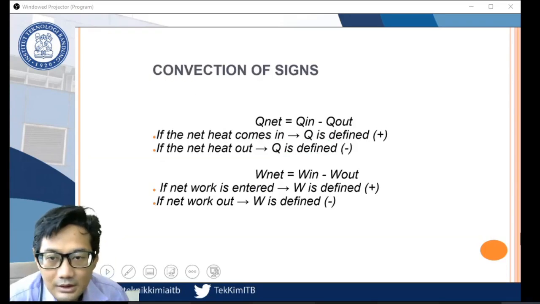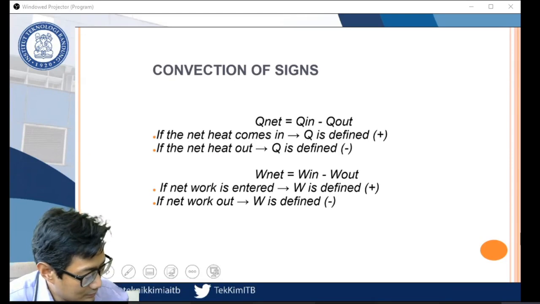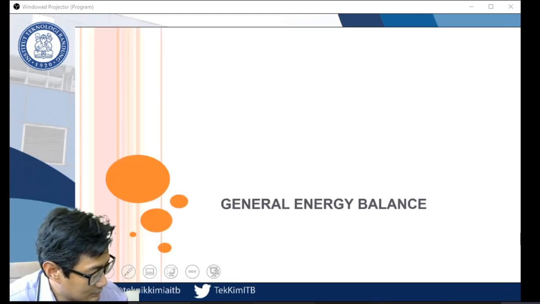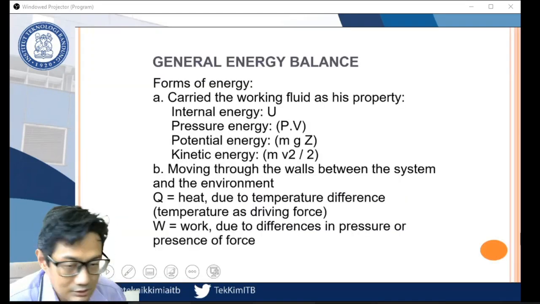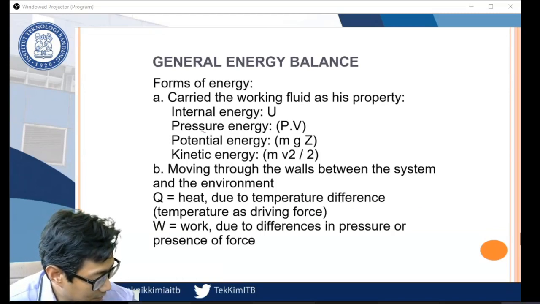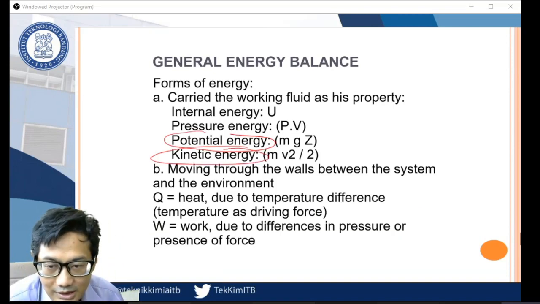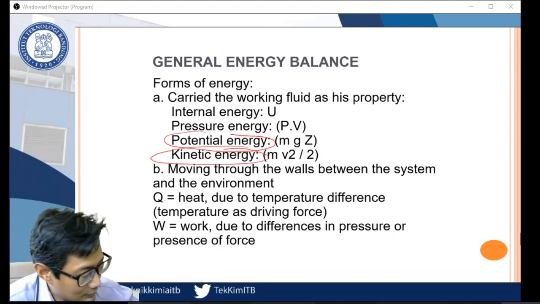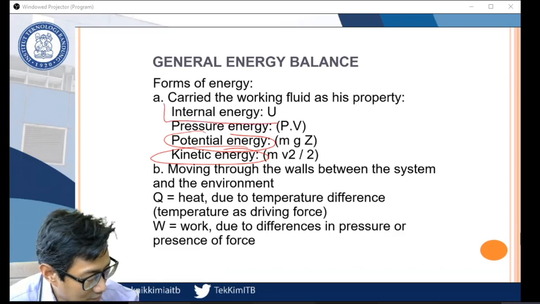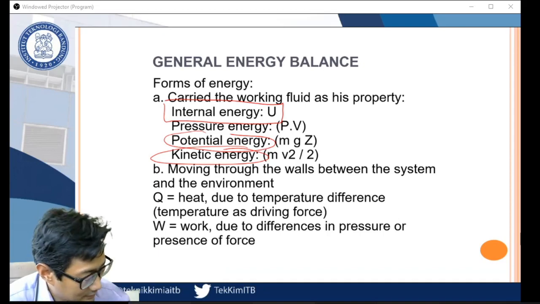Okay. Now, the convention of sign is still the same. I will not discuss this. Similarly, for the general balance, you know the potential energy, you know the kinetic energy. I will not go into details about this because as process engineers, we need to understand the concept of internal energy and enthalpy.